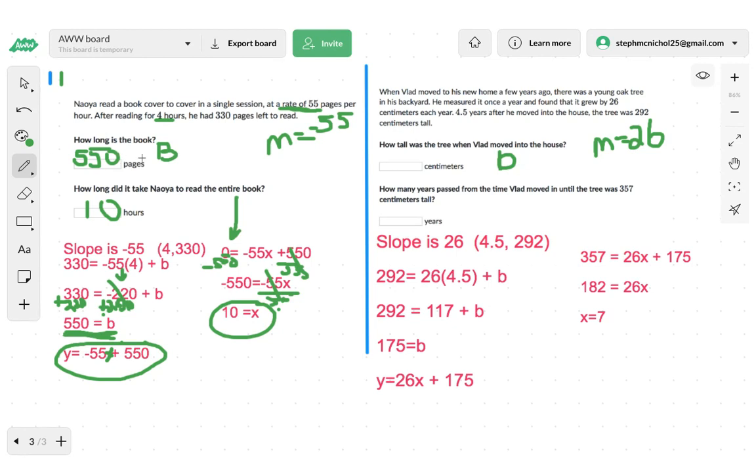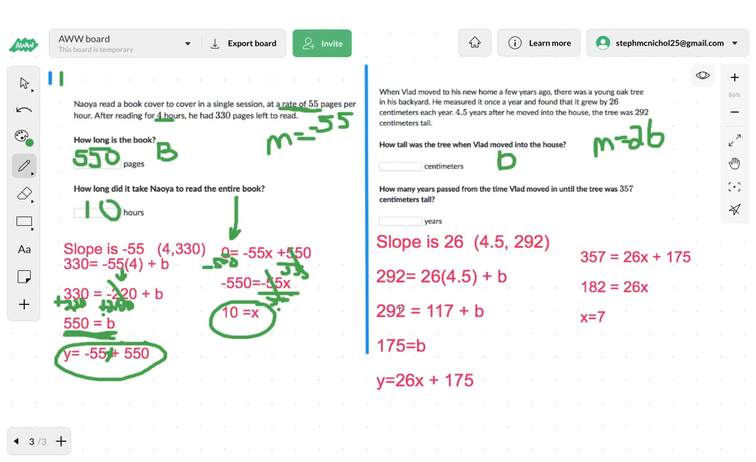So how long is the book? How long was the book at the start? And how long was the tree at the start? Okay, so I wrote this down here for you. Slope is 26. It's not negative because the tree is growing, so it's positive. And here is the point that they gave you, 4.5 years, 292.